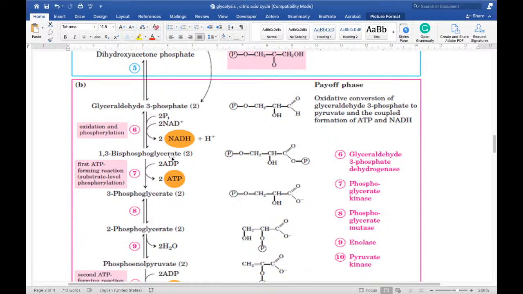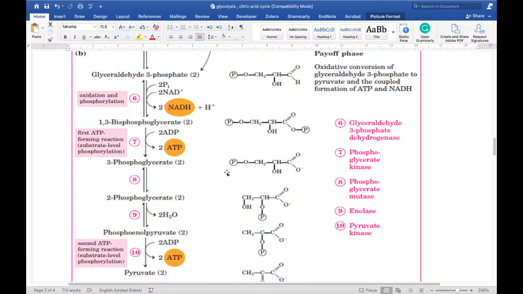And then afterwards the first ATP forming reaction, which will happen in the presence of glyceraldehyde 3 phosphate dehydrogenase. Then in the presence of phosphoglycerate kinase, ADP will produce 2 ATP molecules to produce 3 phosphoglycerate. And then in the presence of phosphoglycerate mutase, a mutation will happen to produce 2 phosphoglycerate. And then a water molecule will be released with the help of the enolase enzyme, giving phosphoenolpyruvate.